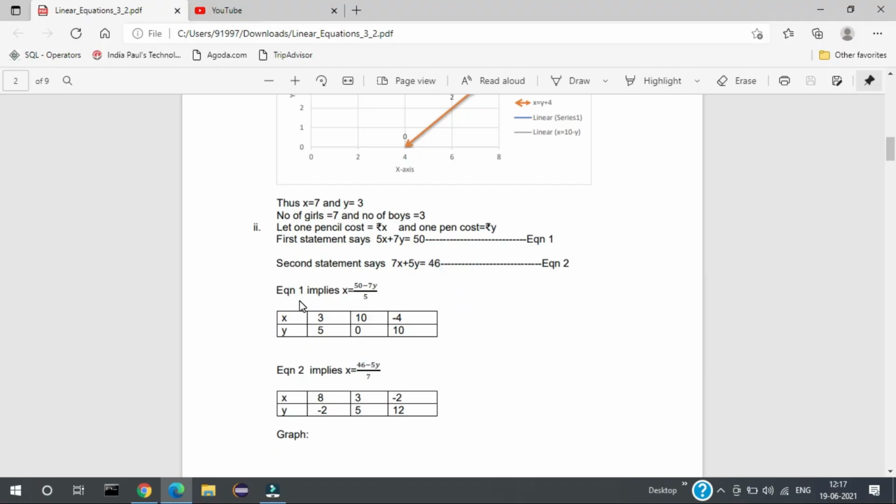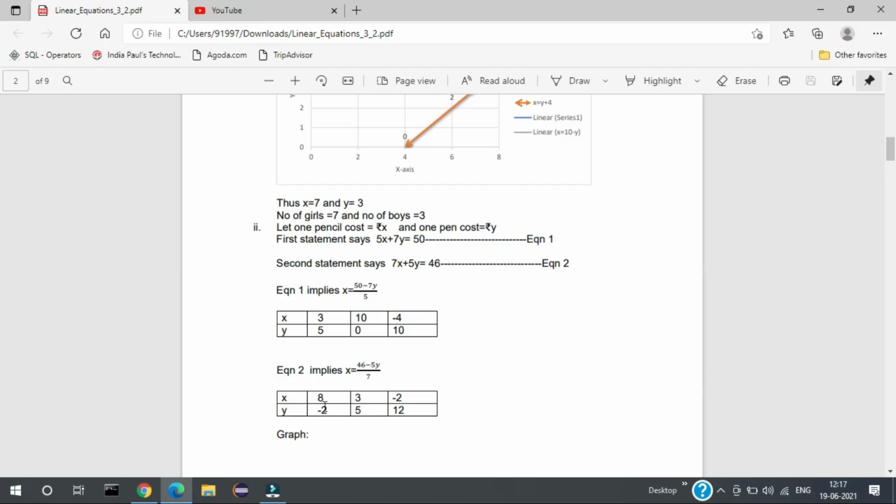From equation 1, x equals (50 minus 7y) by 5. So when y equals 5, x will become 3. And when y equals 0, x will become 10. And when y equals 10, x will become minus 4.